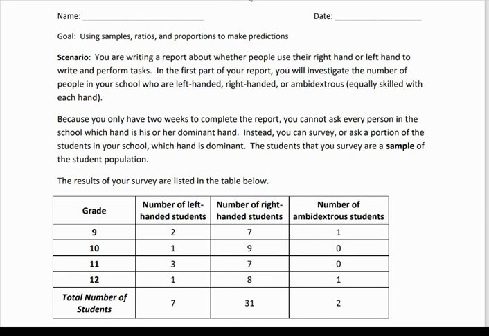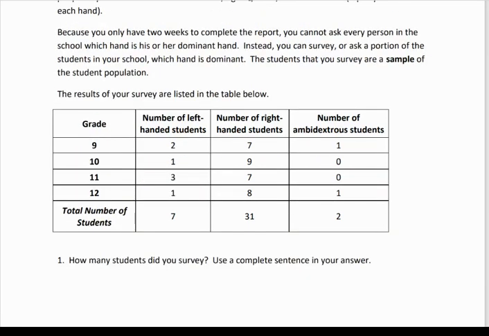So that's a good sample. That's what we mean when we're trying to find a good sample: you don't have time to survey every single person in the population, but you're focusing on a smaller group that represents the overall group well. Okay, so we're not actually going to survey. We're just going to be given the results right now. So here are the results in your chart. We have the grade first, and then the number of left-handed students, the number of right-handed students, and the number of ambidextrous students. Okay, so just analyze that chart for a moment. Ask any questions that you may have.